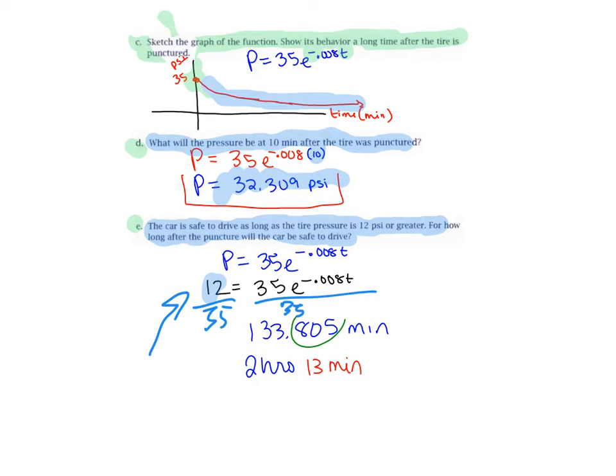So you're going to have a natural log of 12 over 35 equaling negative 0.008. And that's me even skipping a step. I skipped the step where after you divide it, you have e. But then I did mention you take a natural log of both sides, and the natural log and e did cancel. And then divide both sides by negative 0.008.